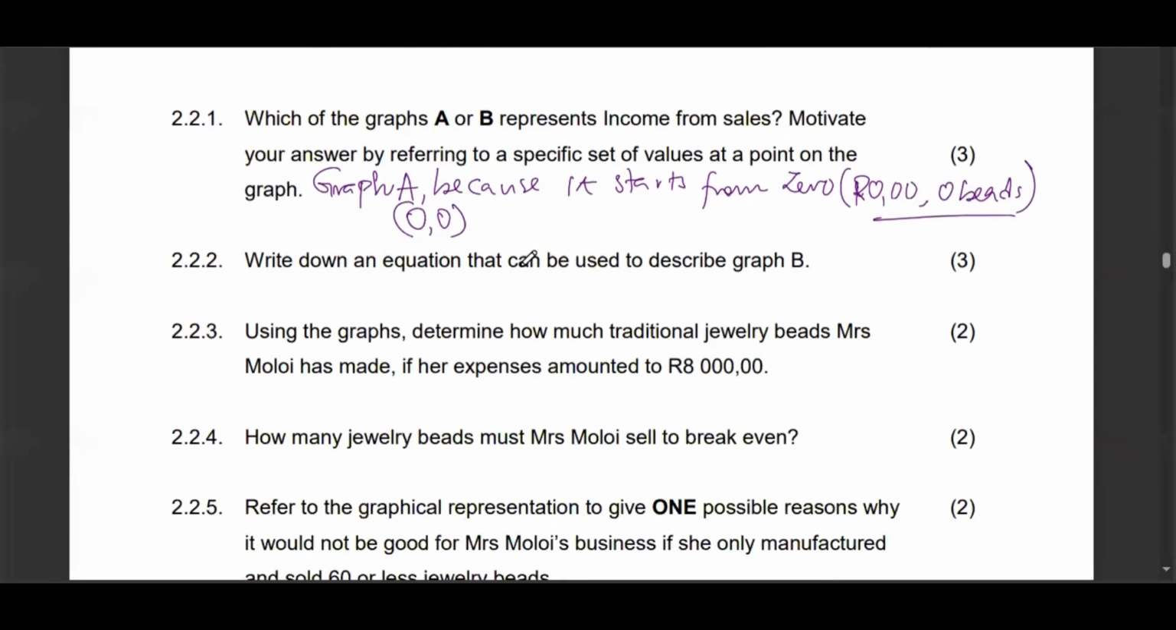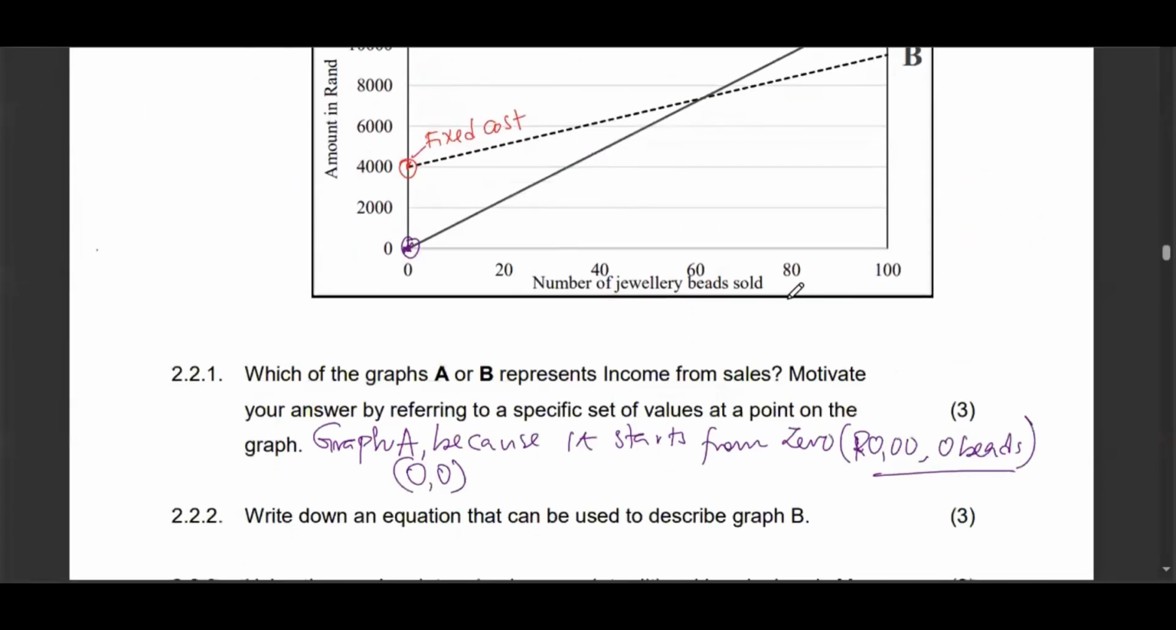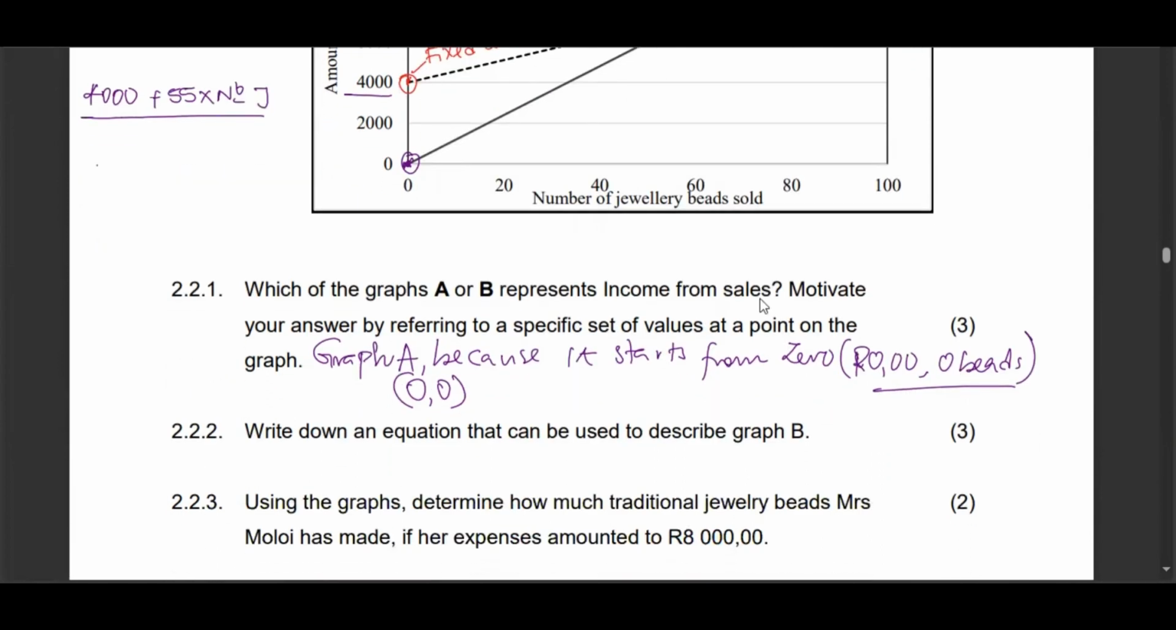Write down an equation that can be used to describe graph B. Graph B is the cost. Now, an equation: remember the cost, the person has to start with, the person has to pay 4,000. On top of that, he pays 55 per jewelry that the person makes. So now this will be the formula. The equation here is 4,000 plus 55 times the number of jewelry that is made.